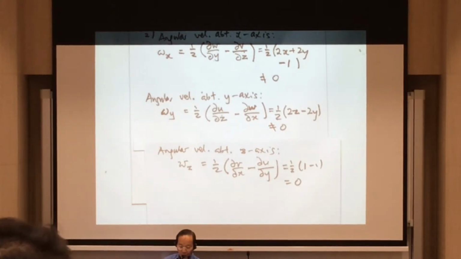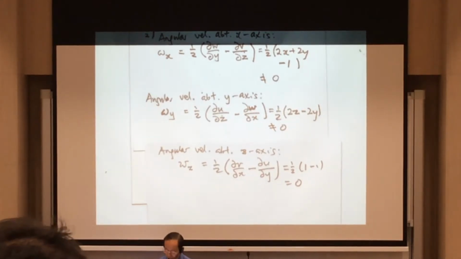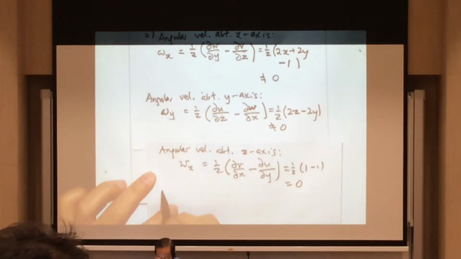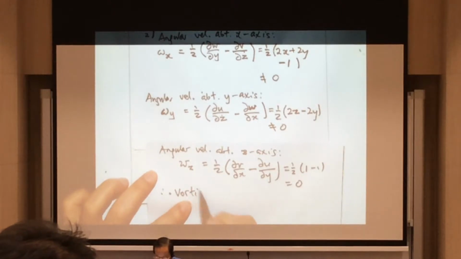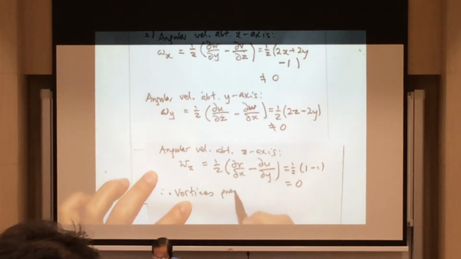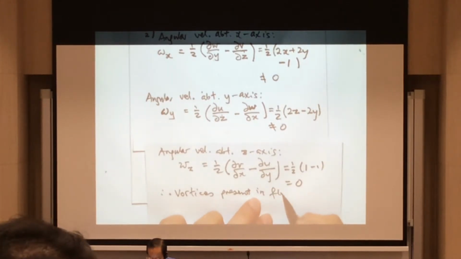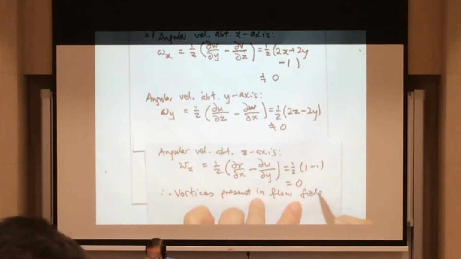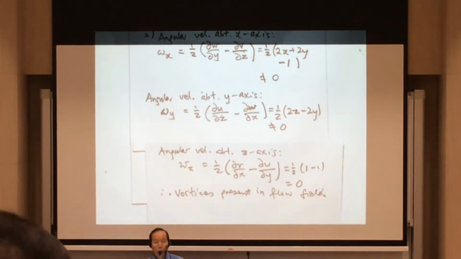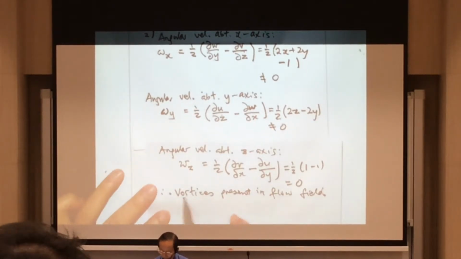Which means that vortices are present. As long as you get one not equal to 0, vortices are present already. Therefore, we say that vortices are present in the flow field. You have two non-zero; one non-zero is enough to confirm that there are vortices in the flow field.